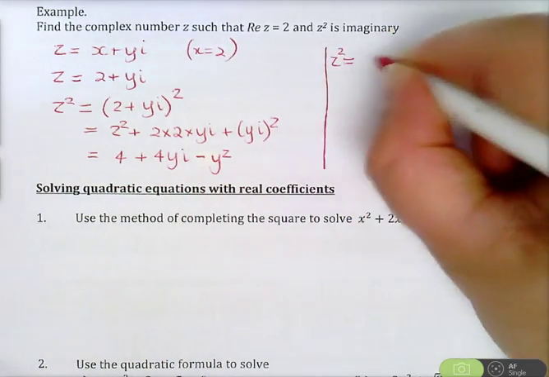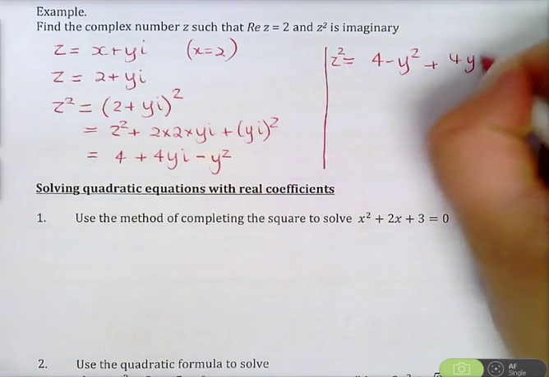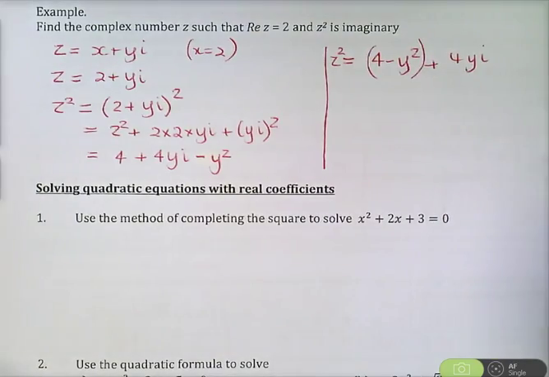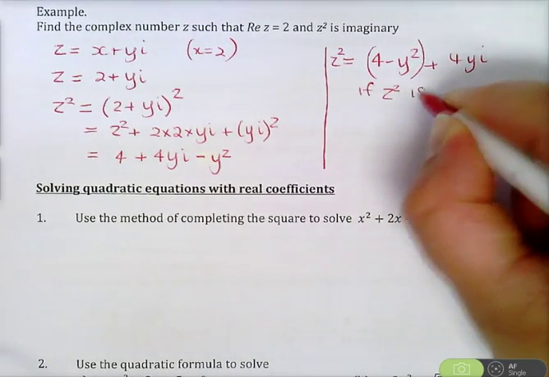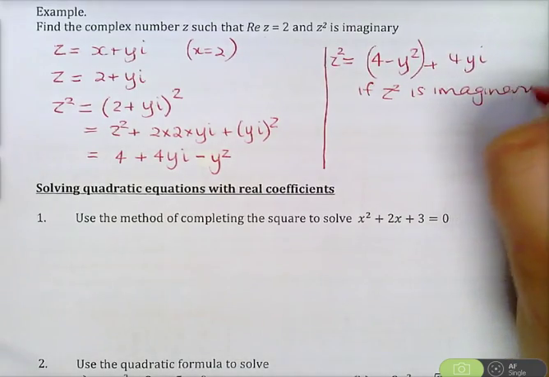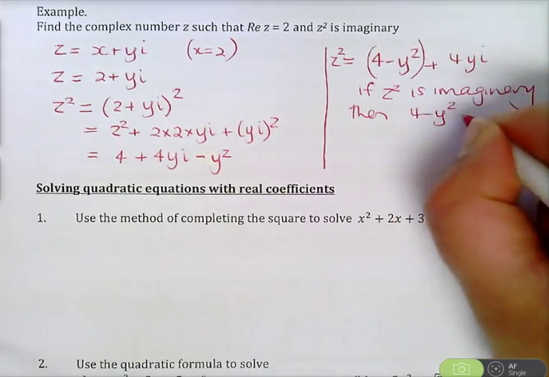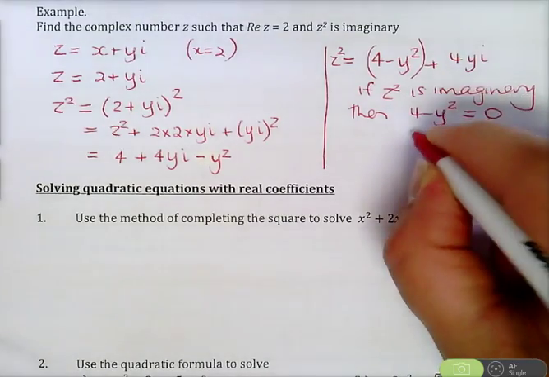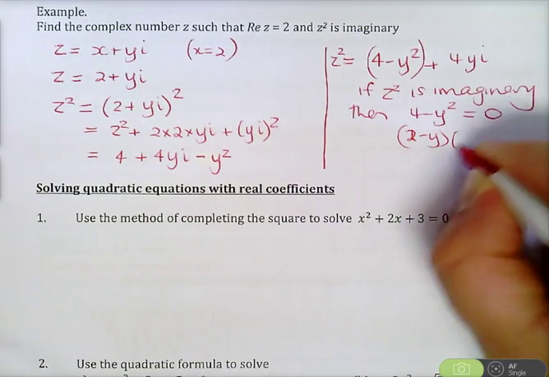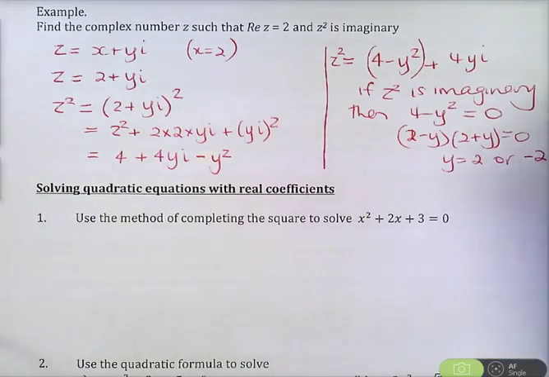So therefore z squared equals 4 minus y squared, because they're the real bits, plus 4yi. I'm just going to put those real bits in brackets. So if z squared is imaginary only, then there is no real part. Then this 4 minus y squared bit has to equal 0. Now, to solve this, I can factorize: 2 minus y times 2 plus y is 0, so therefore y equals 2 or negative 2.